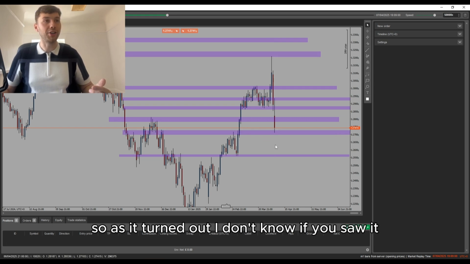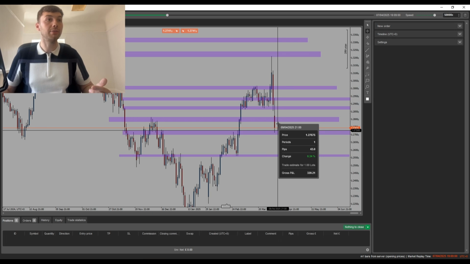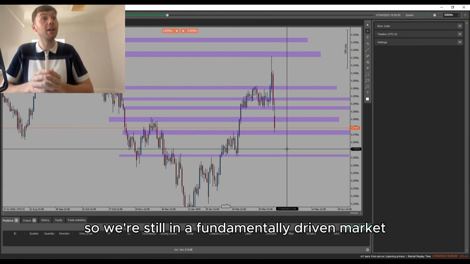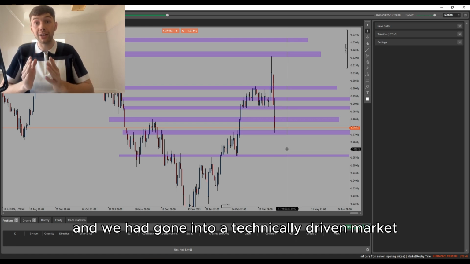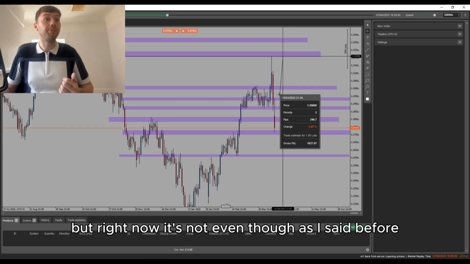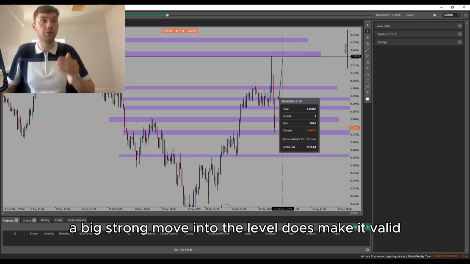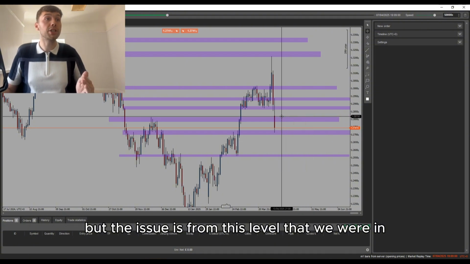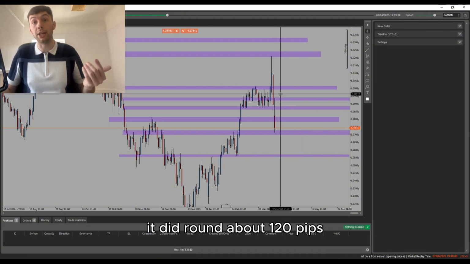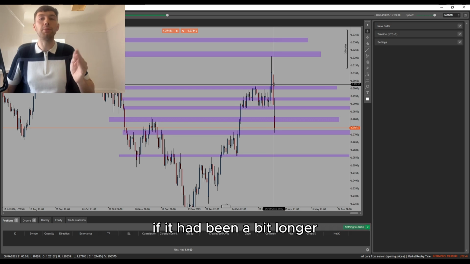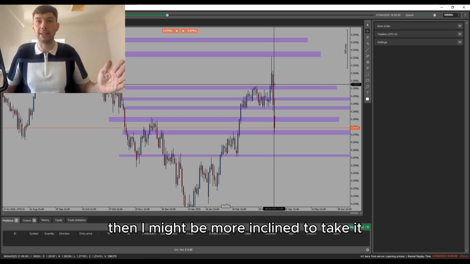So, as it's turned out, I don't know if you saw it, but this one did end up working. So what that means to me now is that this one is no longer valid. Again, you need to remember, we're still in a fundamentally driven market. If the market had changed and we had gone into a technically driven market, then this one would have been valid. But right now it's not. Even though, as I said before, a big strong move into the level does make it valid. It's done around about 500 pips, but the issue is, from this level that we were in, it did round about 120 pips, so it's had a decent enough pullback before that level, along with it only being 2 trading days. If it had been a bit longer, then I might be more inclined to take it, but right now it wasn't valid.